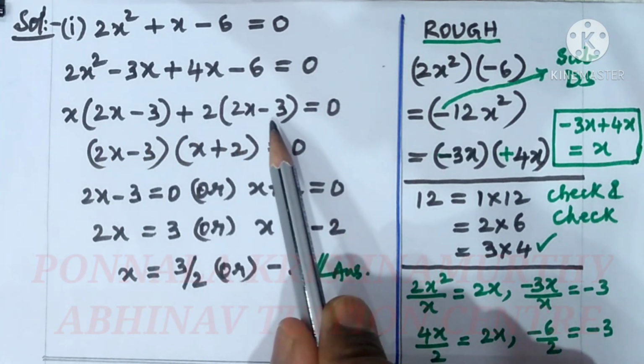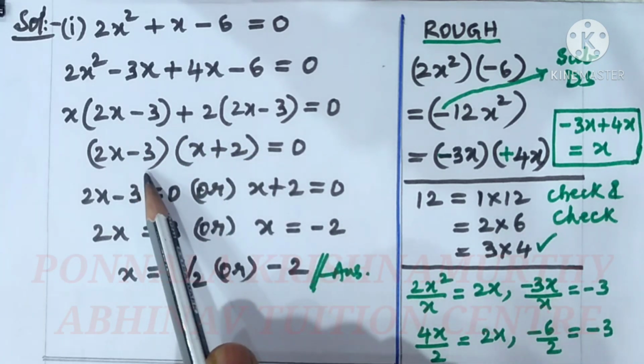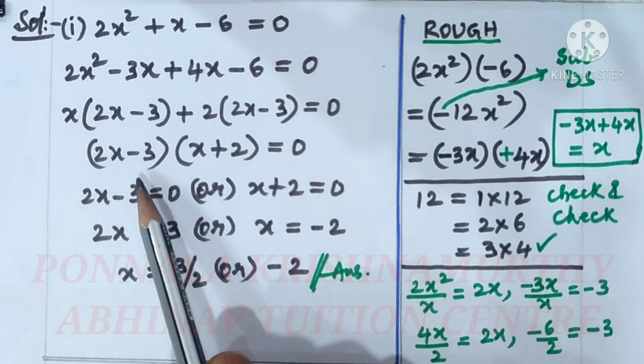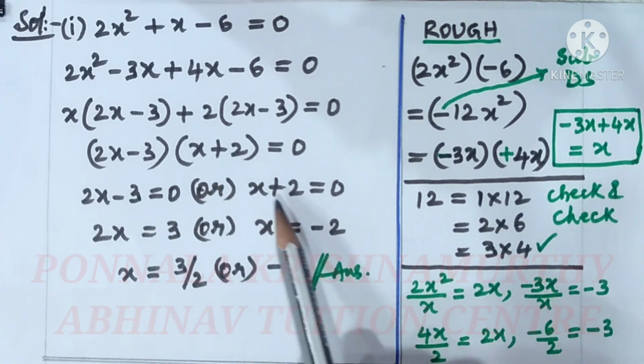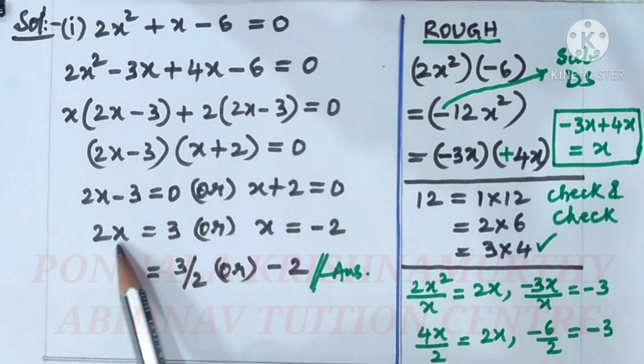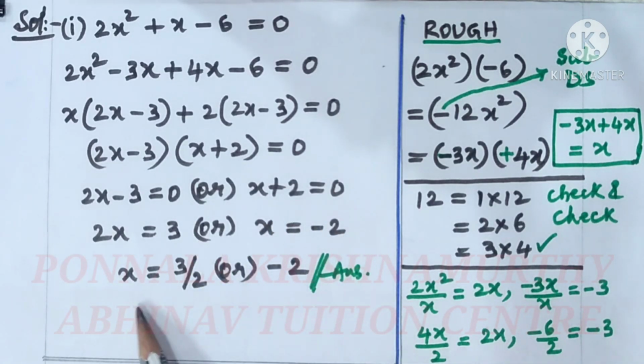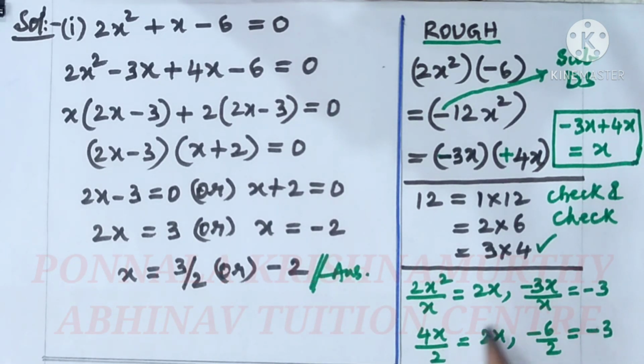Both these brackets are same. So 2x minus 3 is common. Then x plus 2 remains here. That is equal to 0. 2x minus 3 equal to 0 or x plus 2 equal to 0. 2x is equal to plus 3 or x is equal to minus 2. X is equal to 3 by 2 or minus 2. Answers.